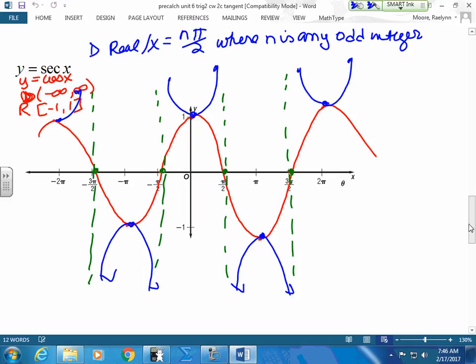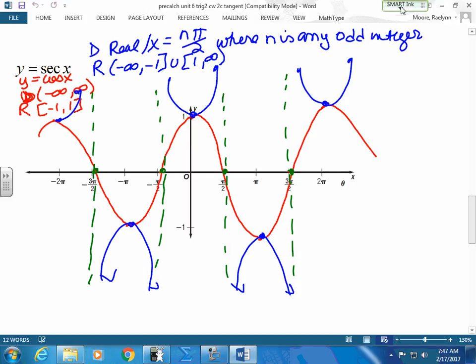And the range, yes, I'm sorry. And the range from negative infinity to negative 1 and 1 to infinity. It's the same exact as the cosecant range. It's using everything but from negative 1 to positive 1. Basic curves. Okay?